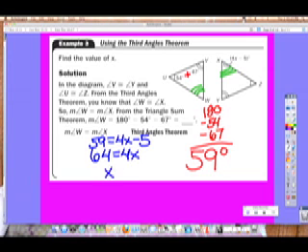Yeah. Don't forget it. It's so nice that all the angles add up to 180 every single time in a triangle. Okay, any questions on that one? All right, next one.